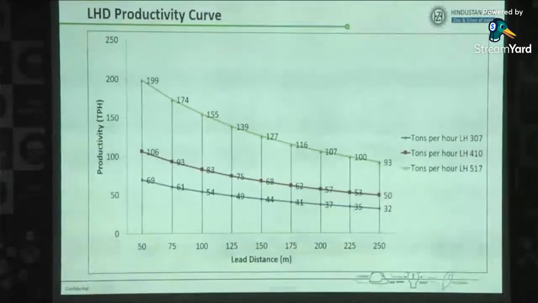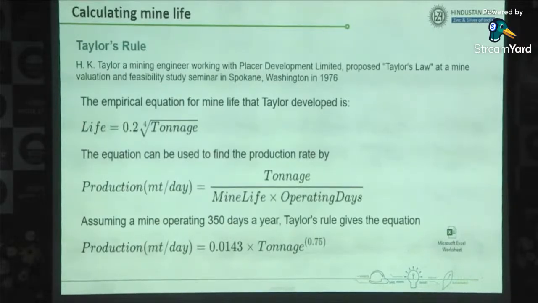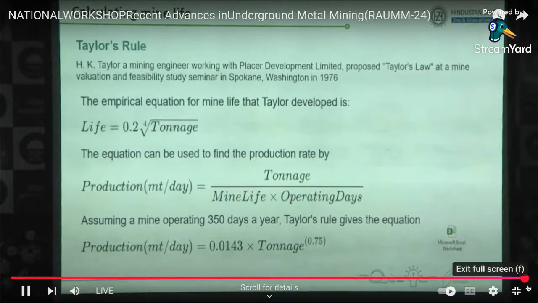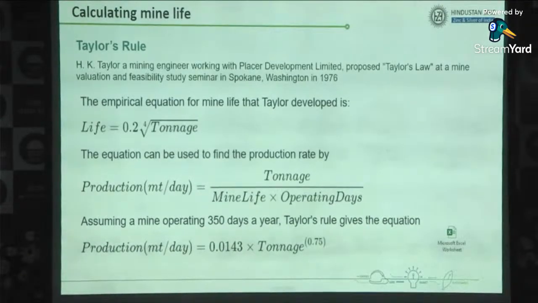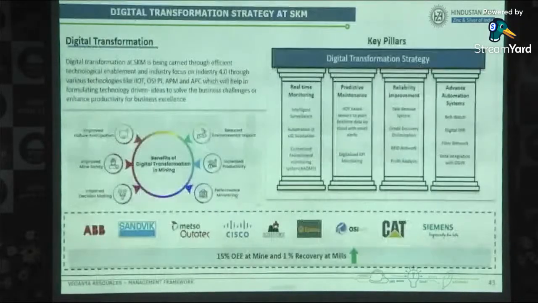This is the LHD productivity curve. Then calculating mine life, we use Taylor's formula to calculate our mine life, that is 0.2 multiplied by tonnage to the power 0.25. So based on this, our mine life is almost 13 years, we can say. And almost 21 kt per day production we are doing from an underground mine.